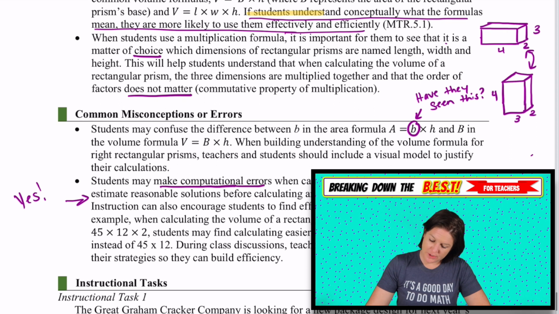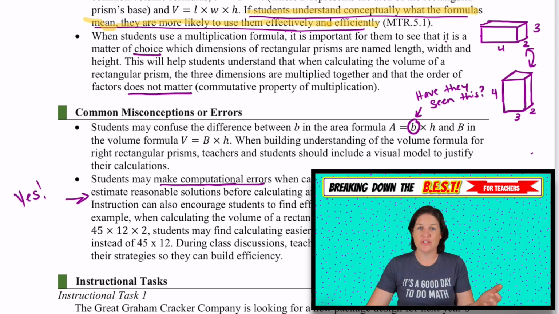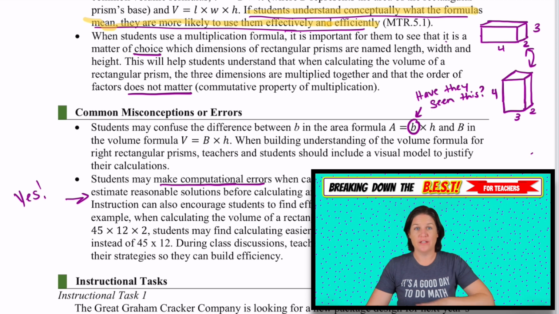Here it says, if students understand conceptually what the formulas mean, then they are more likely to use them effectively and efficiently, which is true, and that's why we had GR.3.1 to help us conceptually understand what was happening with the layers, with the first layer, and then adding the different layers in there.